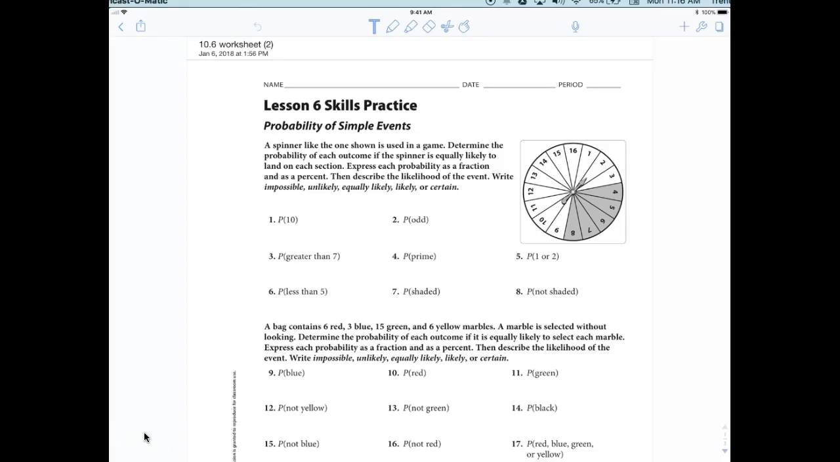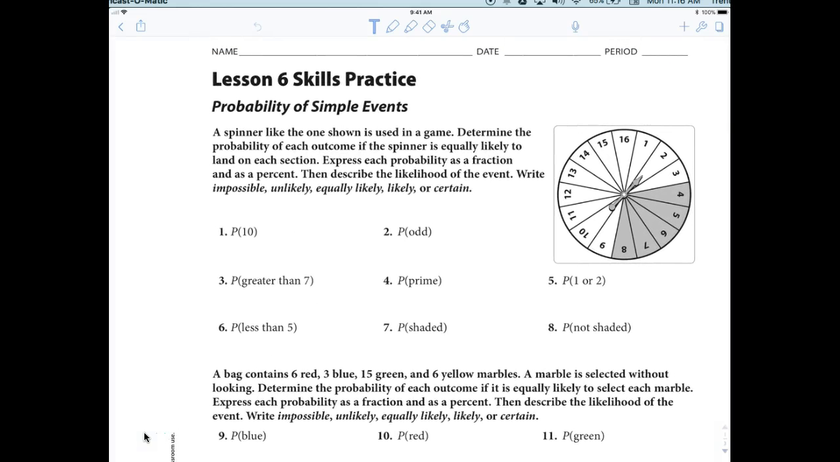All right. Starting off, it says a spinner like the one shown is used in a game. Determine the probability of each outcome if the spinner is equally likely to land on each section. Express the probability as a fraction and as a percent, then describe the likelihood of the event. Write impossible, unlikely, equally likely.